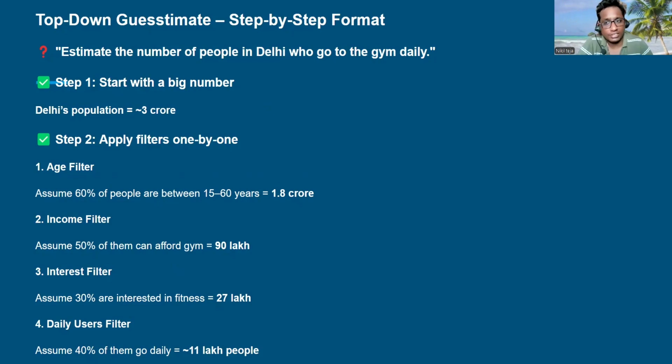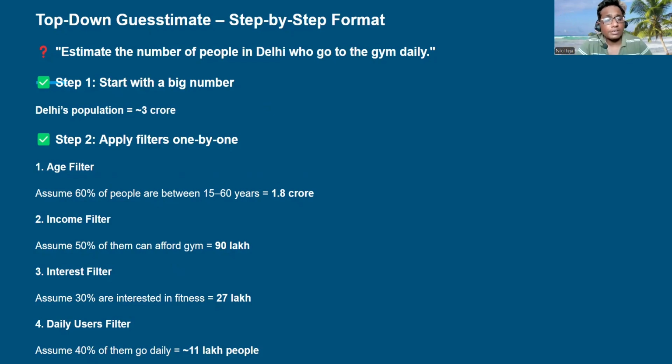Delhi's population is around 3 crores. Apply filters one by one, that is nothing but a drill down. Assume 60% of the people are between 15 to 60 years, because basically only people between 15 to 60 years will be going to the gym, right? So totally 1.8 crores. 10% of 3 crores is 30 lakhs, and 30 lakhs times 6 is 1.8 crores. So 1.8 crores are between 15 to 60 years of age.